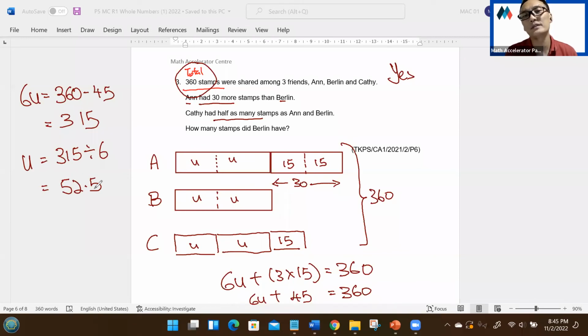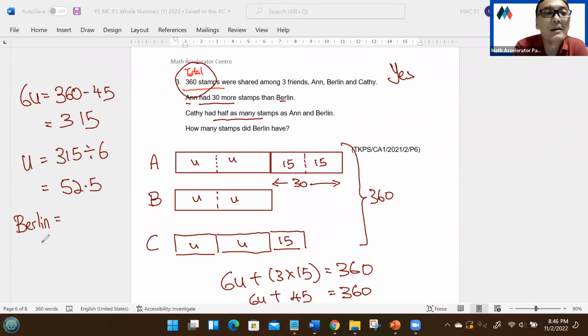Last step. How many stamps did Berlin have? Now, I'm not going to prompt you. You're going to share with me what's the answer, right? Okay, we're going to find out for Berlin. Somebody raise a question. 103, Meredith, I think you have to rework your answer. You're very close, but it's different from mine.